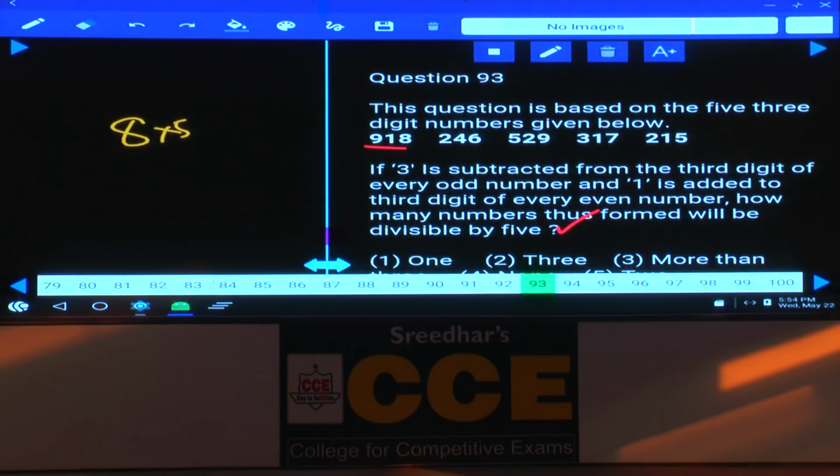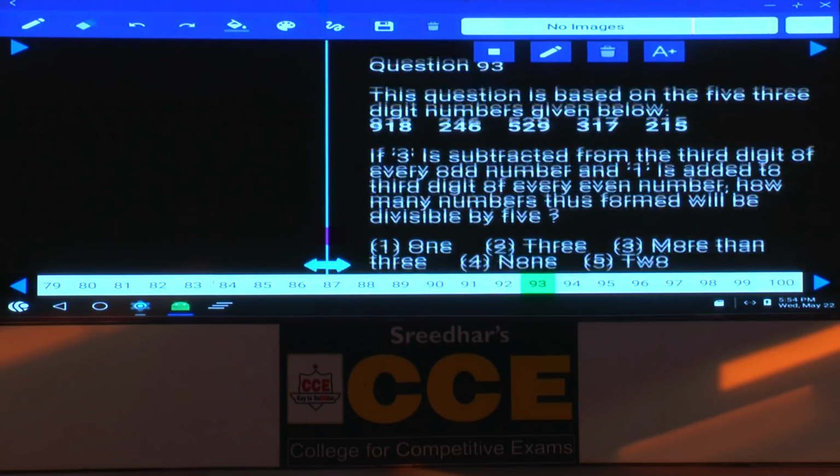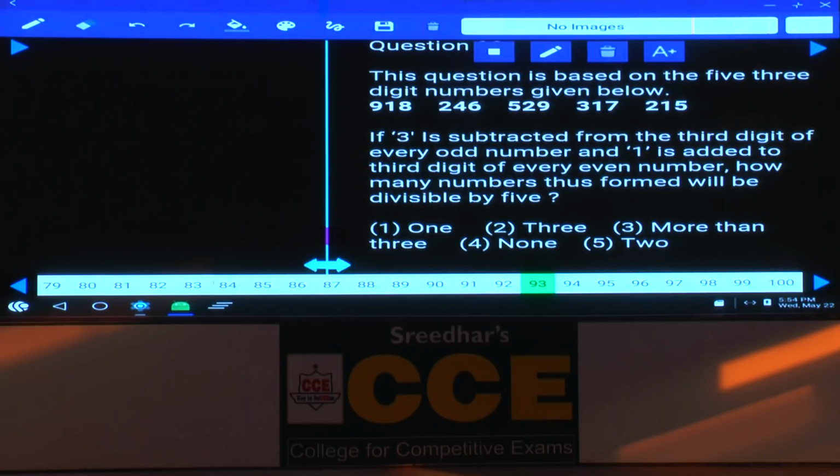Then 93. Now in question number 93, 3 is subtracted from the third digit of every odd number. Every odd number, 3 is subtracted, this will be 526, isn't it? Now this will be 314 and this will be 211, and 1 is added to the third digit of every even number. Even number, 1 is added, this will be 919 and this will be 247. Then how many numbers as found will be divisible by 5?